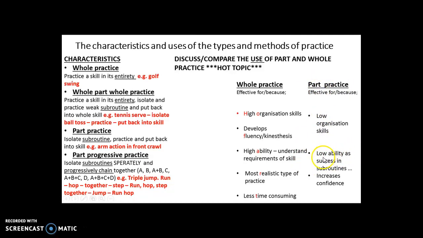It's most effective for low ability performers because when you break down the subroutines, success in the subroutines is more achievable. So, for example, you think, right, somebody's trying to do a triple jump, they've got no idea, but you break it down into the run-up and the hop, and they practice that, they get success. Now, this increases their confidence, okay? So, having success in the subroutines will increase confidence.